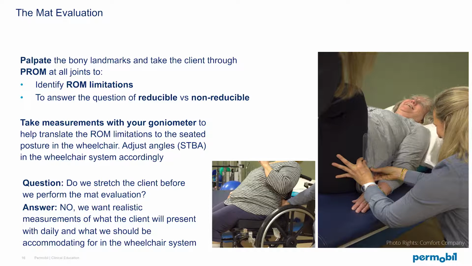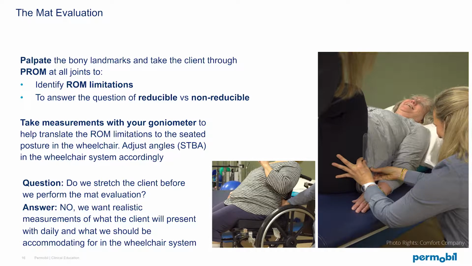The next thing you're going to do is get out your goniometer and take some measurements to help translate the range of motion limitations that you're seeing in the seated posture on the mat to the wheelchair. So we'll be able to adjust angles. For example, we're going to use this picture right here. If I'm taking a range of motion measurement of this client, and I found that she is stuck at 75 degrees of extension, which is what she's sitting in right now.